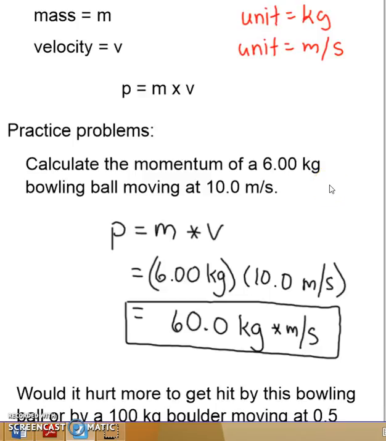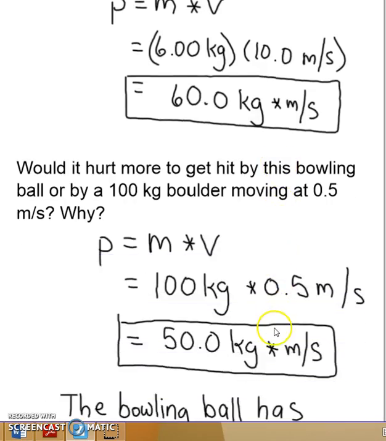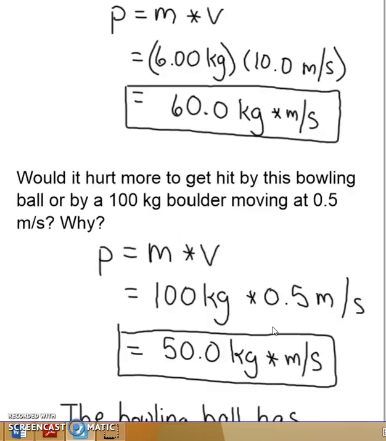Here are a couple of practice problems for you. Calculate the momentum of a 6-kilogram bowling ball moving at 10 meters per second. So here's my mass. Here's my velocity. I multiply those two together. 6 times 10 gives me 60. And here's that funky unit, kilograms times meters per second. You just stick the unit right onto the end. So that's how you use the equation.